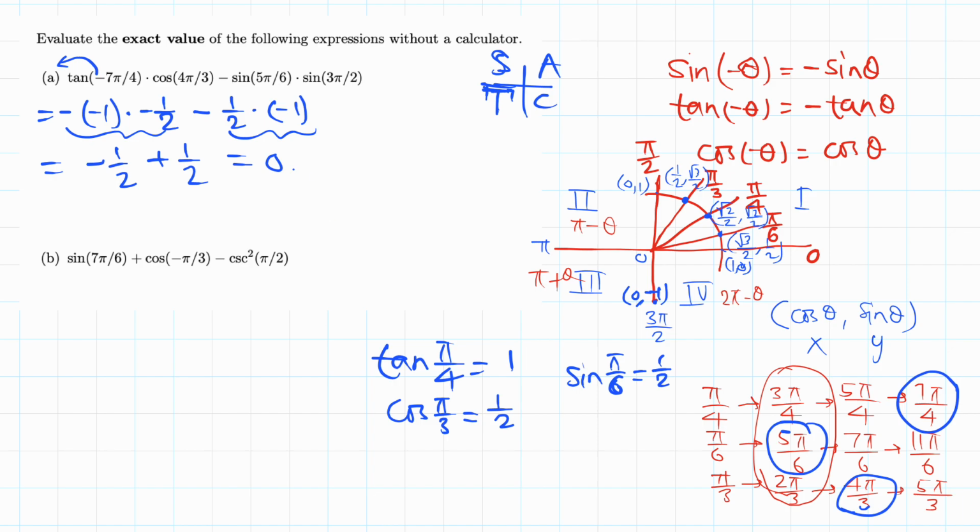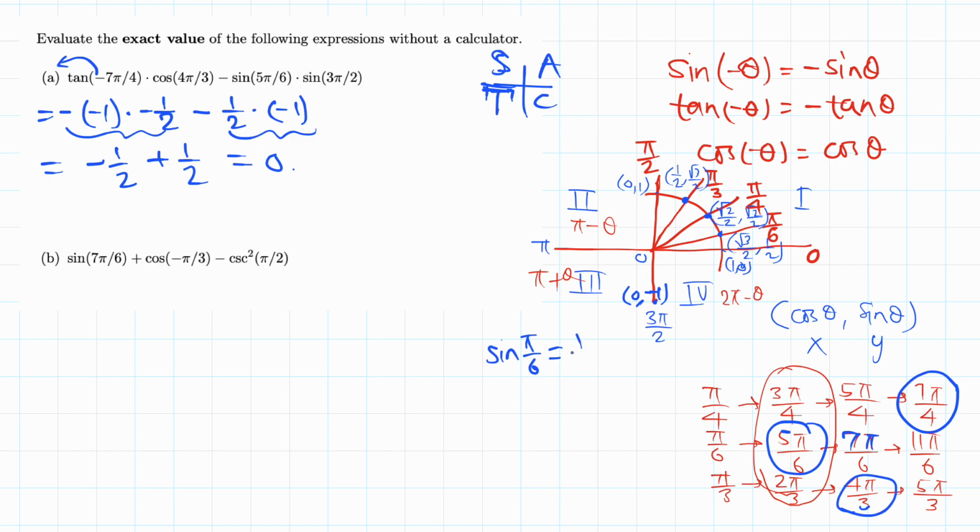Now let's continue. Let me erase this one. Okay, in part B, we got sine 7 pi over 6. 7 pi over 6 is in the third quadrant, and it is related to pi over 6. We just found previously that sine pi over 6 is 1/2. Now we need to go to the third quadrant. In the third quadrant, only tangent is positive, so this will be 1/2 but negative.